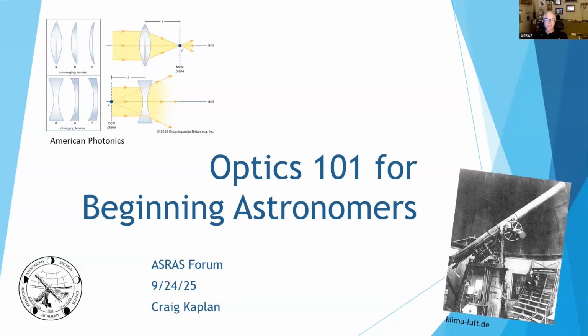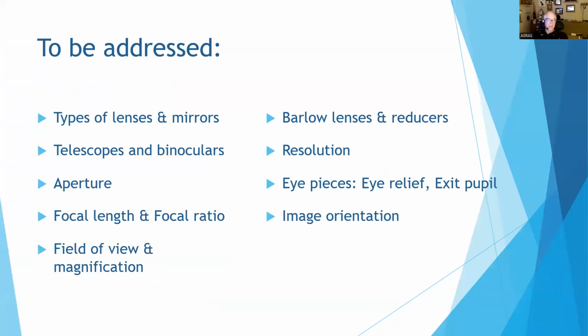What we're going to try to cover tonight is types of lenses and mirrors, a brief review of telescope types and binocular types, aperture, focal length and focal ratio, field of view and magnification, using Barlow lenses and reducers, resolution, eyepieces, including eye relief and exit pupil, and image orientation. That seemed to be a good general introduction to the optics involved in astronomy.